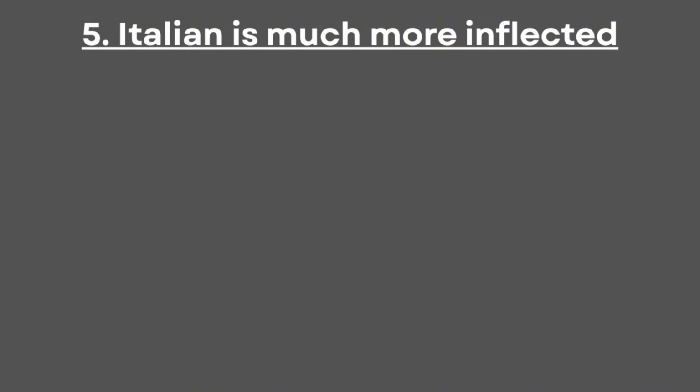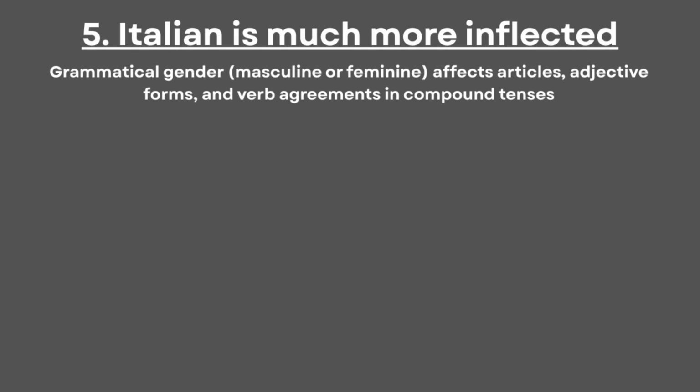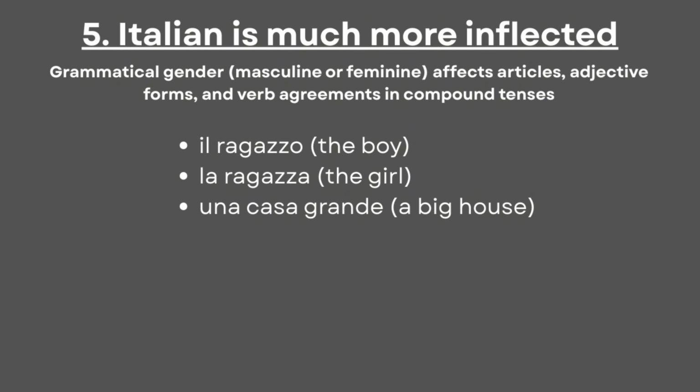Number 5. Italian is much more inflected than English, which means that it has grammatical gender, masculine or feminine, which affects articles, adjective forms, and verb agreements in compound tenses. For instance, the expressions il ragazzo, la ragazza, una casa grande show a distinction in gender, where articles and adjectives must agree in gender and number. English does not have this concept, so it's something to get used to.